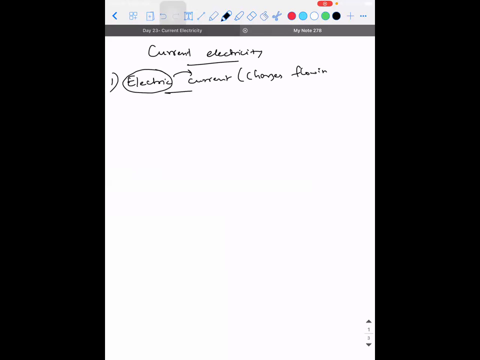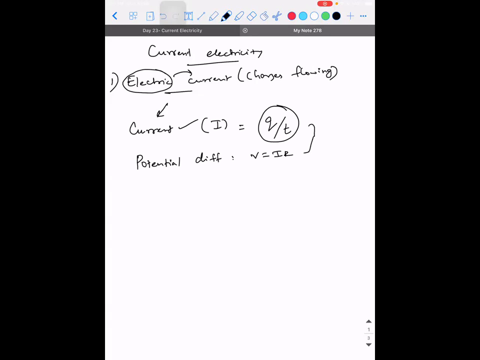So when the charges are going to flow, there is an important parameter called electric current that comes into the picture. How do you define electric current? It is defined as the rate of flow of charge. It is Q by T, right? Similarly, for current to be produced, what is needed? You need something called potential difference, which is V equal to IR. These are all the basic things. Actually V is equal to W by Q.